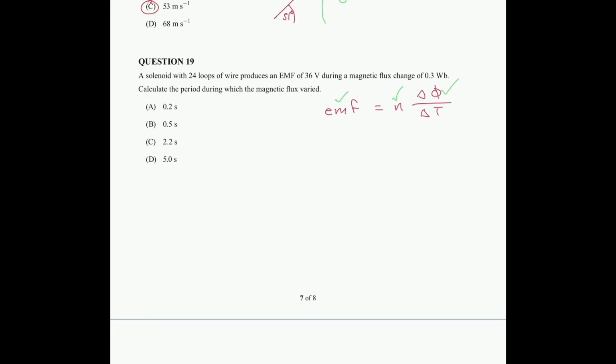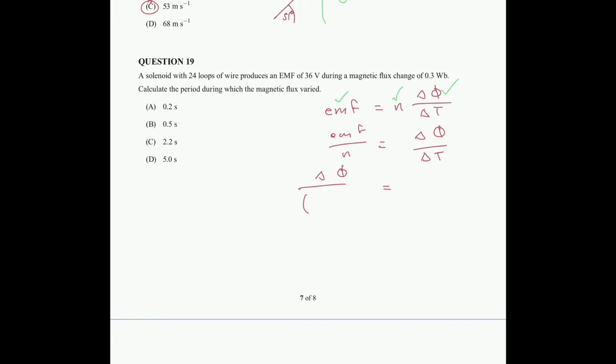Again, my tip is I like to rearrange my formula for the term that's unknown, which is the change in t, and then solve for that. If we rearrange our formula, I would move N first, so EMF divided by N is equal to change in flux over change in time. And then you want to get the change in time over to the other side.